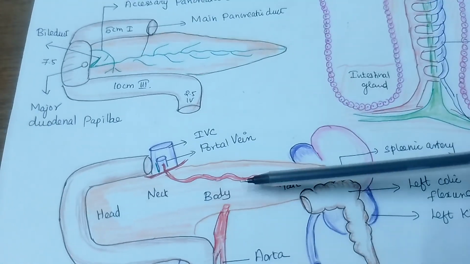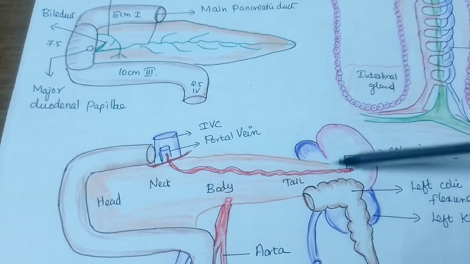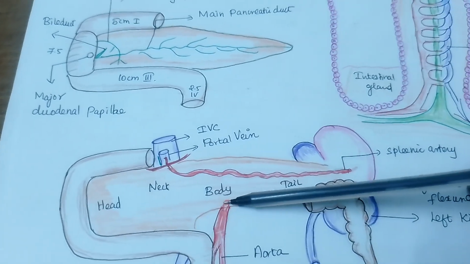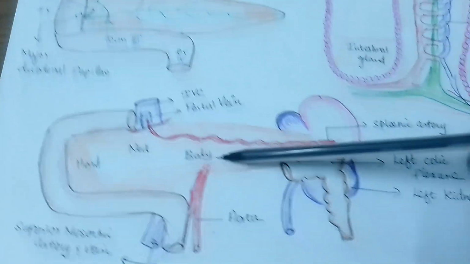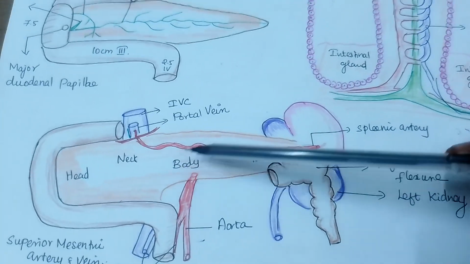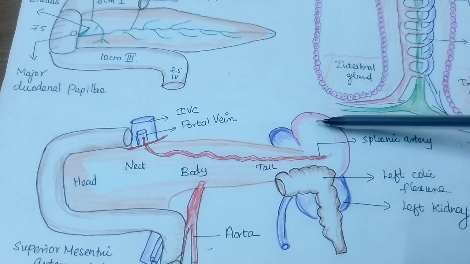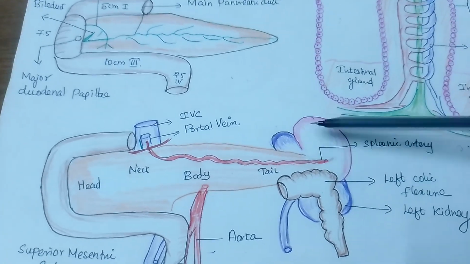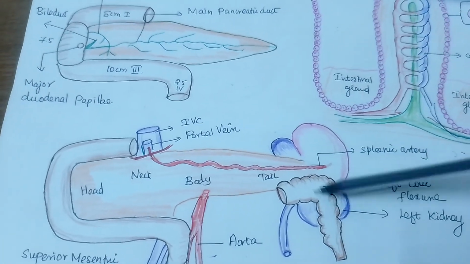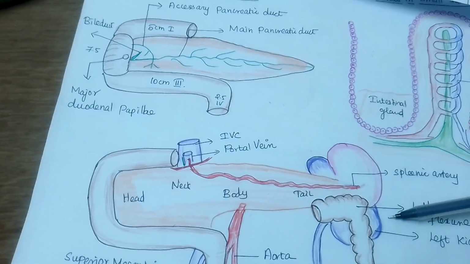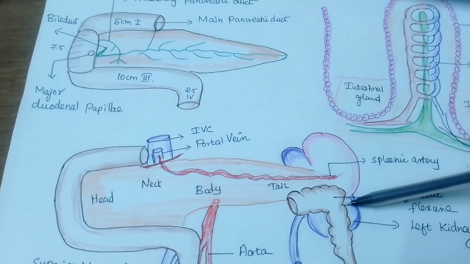The arterial supply is mainly by the splenic artery, and also the superior and inferior mesenteric arteries and pancreaticoduodenal arteries supply the pancreas. The tail is present near the splenic area. Here, if you see, this flexure is called the left colic flexure, and behind that the left kidney is present.